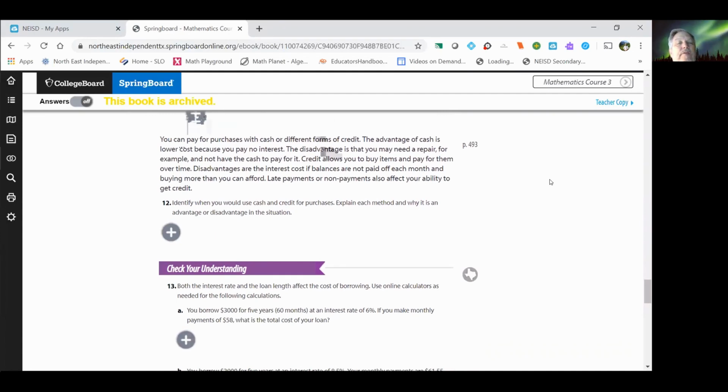You can pay for purchases with cash or different forms of credit. An advantage of cash is the lower cost because you pay no interest. The disadvantage is that you may need a repair, for example, or you don't have enough cash to pay for it if you have something that pops up. Credit allows you to kind of keep your money in the bank and pay for things over time. The disadvantage is the interest costs if the balance is not paid off each month, paying more than you can afford, and late payments or non-payments will also affect your ability to get credit.